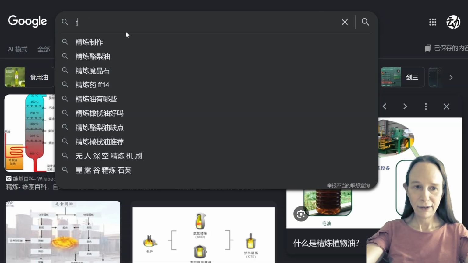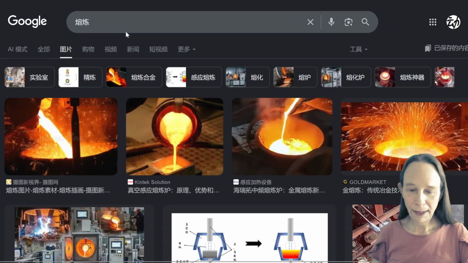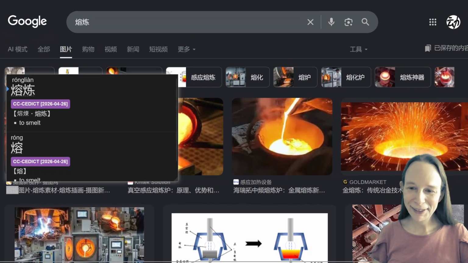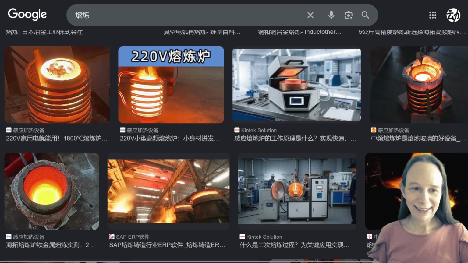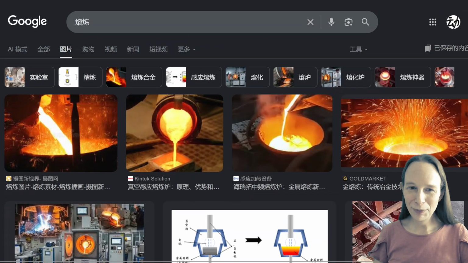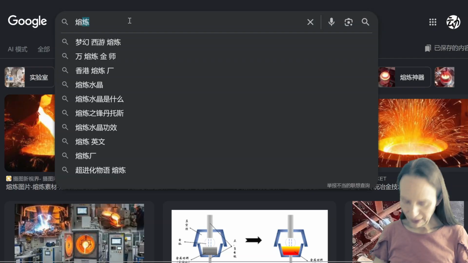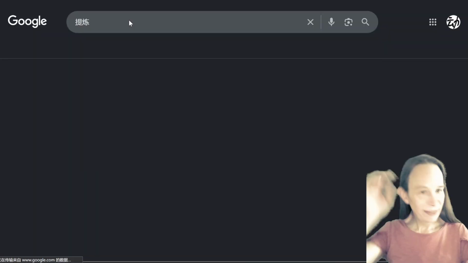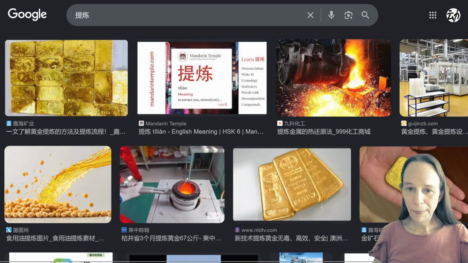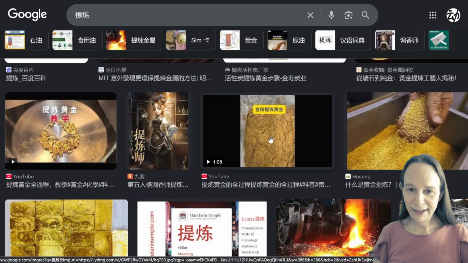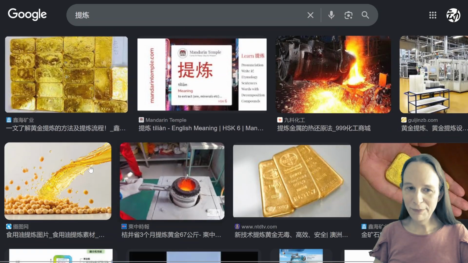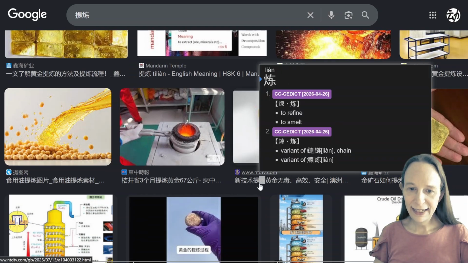熔炼. That looks really cool. Is it smelt? You smelt. Gonna smelt some steel, I guess, or some other metal. Put it in a crucible. 熔炼. 提炼. 提炼 is fairly common, but this is more abstract usually, right? To refine. So this is more like purify here, isn't it? 提炼.